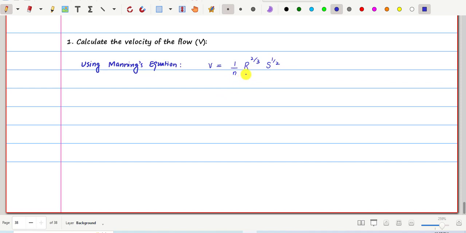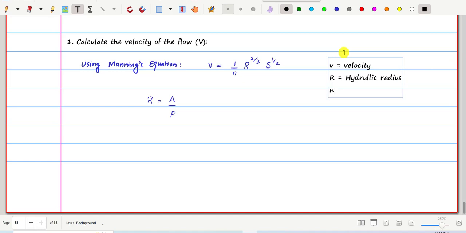And here R is the hydraulic radius. We know that hydraulic radius R is equal to the cross-sectional area of the canal divided by the wetted perimeter. Okay, so let's see what these variables represent. V means velocity, right? And R here is the hydraulic radius.